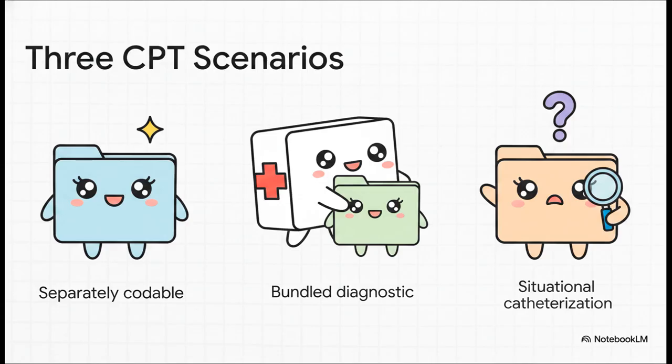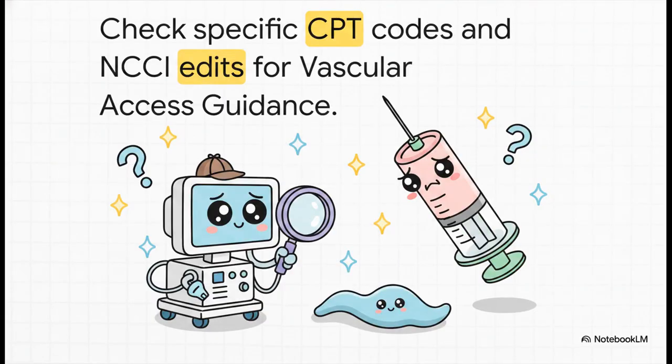You absolutely cannot rely on memory here. You have to check the rules for each specific procedure. And you know, this dilemma extends to imaging guidance for vascular access too, like using an ultrasound for needle placement. Sometimes it's separately codable, and sometimes it's bundled right into the primary procedure. As an expert coder, you have to interrogate the specific CPT code descriptors and the current NCCI edits to see if those guidance codes can be reported in addition to the primary intervention.